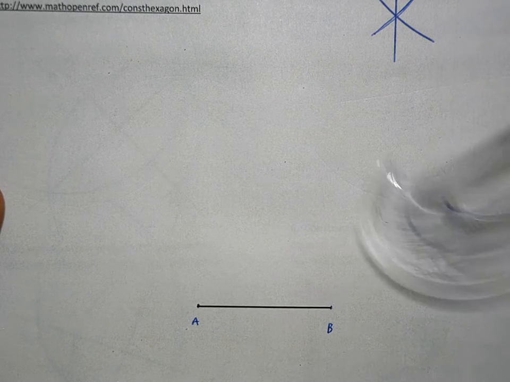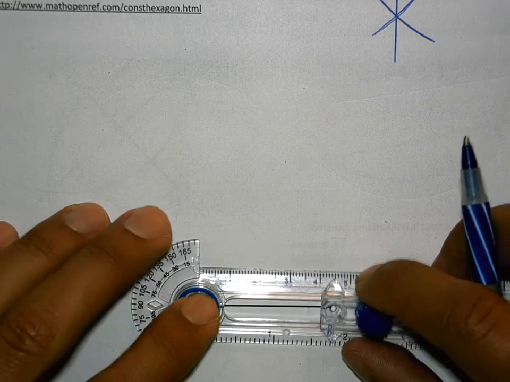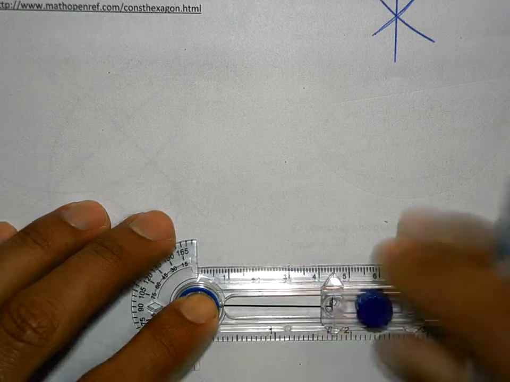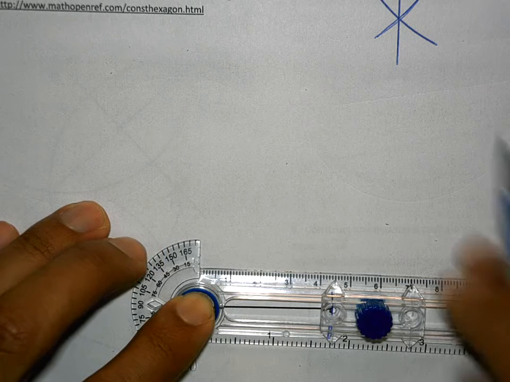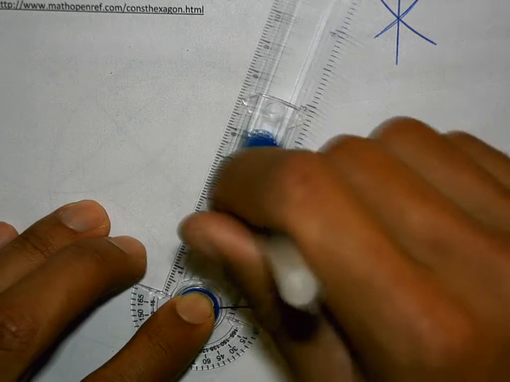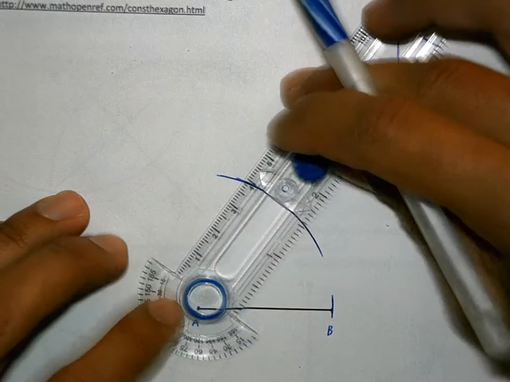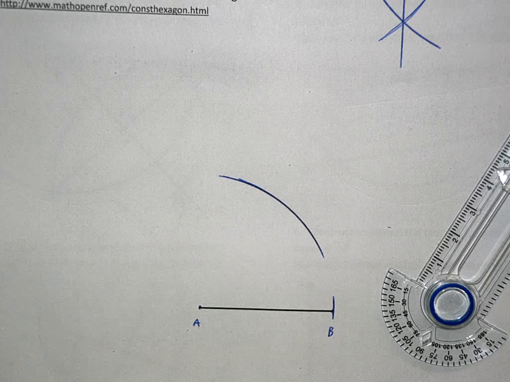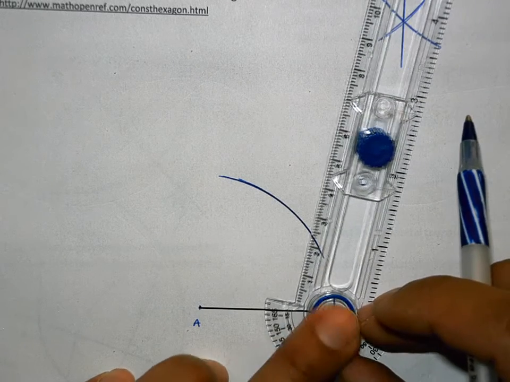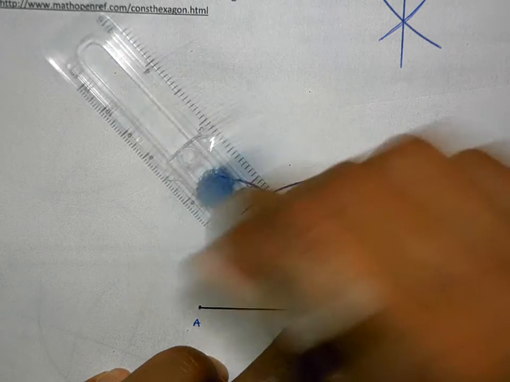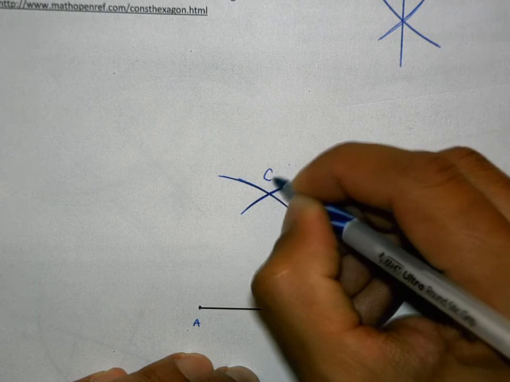Then what I'm going to do is put my bullseye on A and make sure I have my slider the same size as AB. That looks pretty good. Then I'm going to put a mark up here toward the top from A. Next thing I'm going to do is use the bullseye on B. And right here at the top where this X is, this is our center.